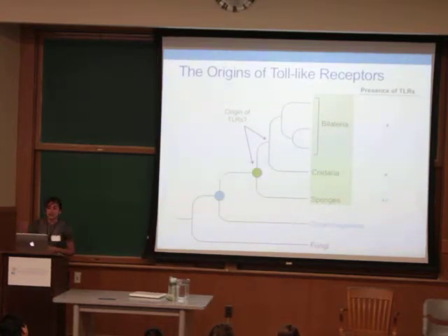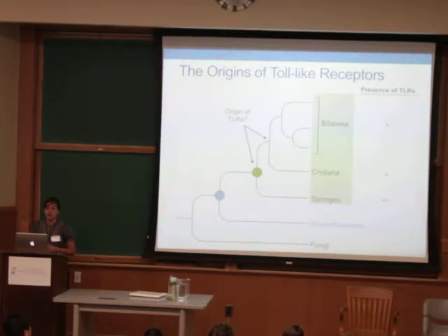By sequencing a diverse group of choanoflagellates, we've been able to find what we believe are full toll-like receptors, which raises the possibility that TLRs may have originated earlier in evolutionary history and were present in the common ancestor of choanoflagellates and animals.